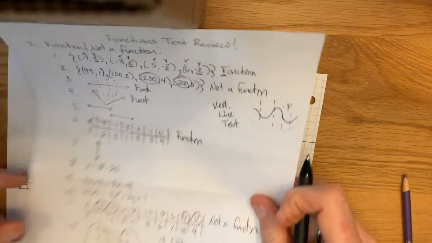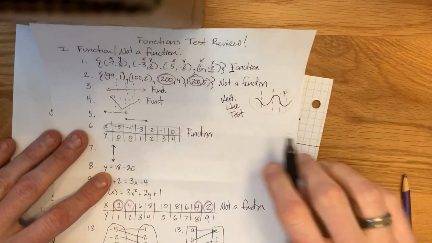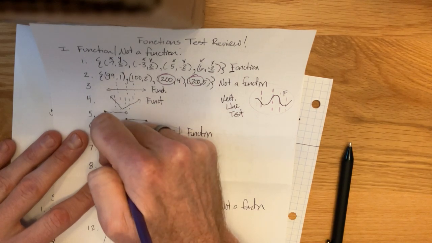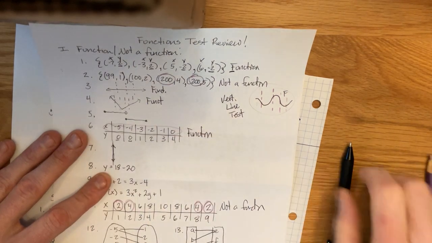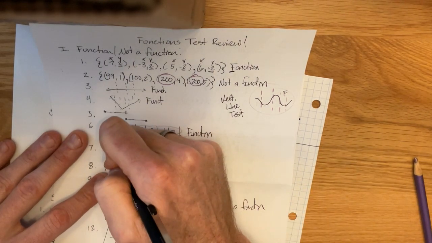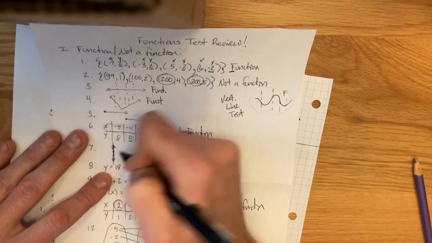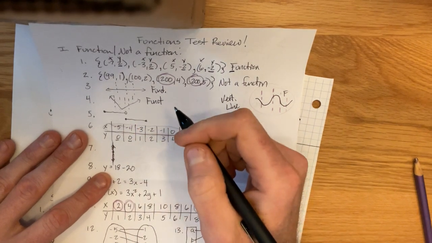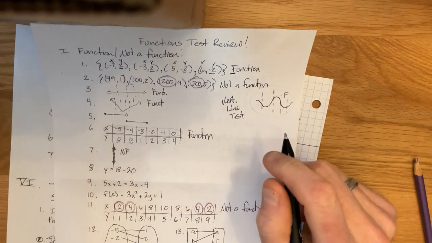And then let's just look at a special case. Look at this horizontal line right here. Let's think about if I drew a vertical line on top of that line. It's going to fail the vertical line test because that vertical line on top of a vertical line is going to intersect it at every single point into infinity. So vertical lines are not functions.